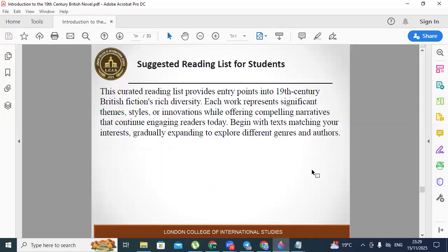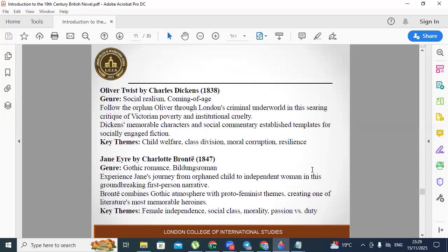Suggested reading list for students. This curated reading list provides entry points into 19th century British fiction's rich diversity. Each work represents significant themes, styles, or innovations while offering compelling narratives that continue engaging readers today. Begin with texts matching your interests, gradually expanding to explore different genres and authors.